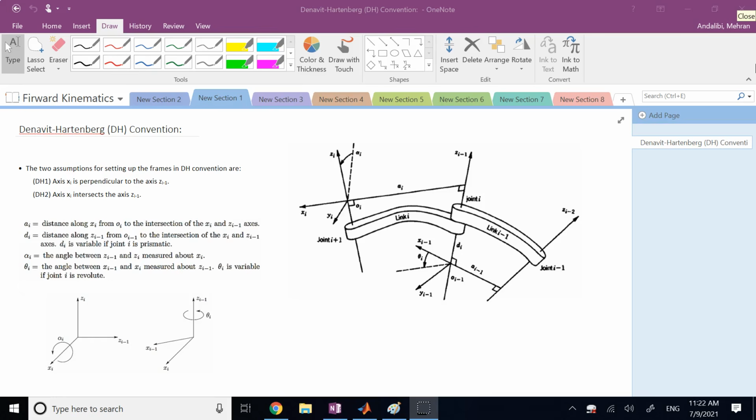If these two assumptions are observed, then DH convention will guarantee you a proper unique solution to the forward kinematics problem. So how does it do that? Here I'm showing you two links, link i minus 1 and link i. And as I said, to each link we are going to rigidly attach a coordinate frame. So we attach coordinate frame i, xi, yi, zi, rigidly attached to link i, and similarly xi minus 1, yi minus 1, and zi minus 1 attached rigidly to what?